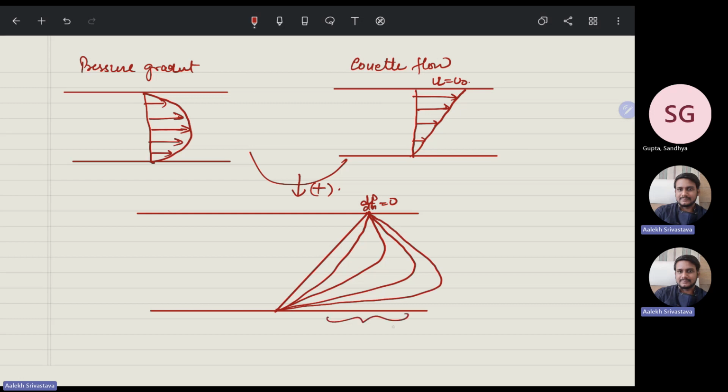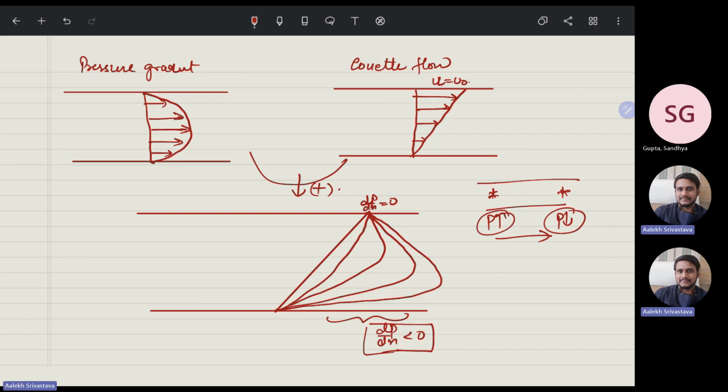In this part, dp by dx is less than 0, so the pressure gradient is driving the flow. What is the meaning of dp by dx less than 0? In the pipe, here it is a higher pressure and here it is a lower pressure. So this pressure gradient is driving the flow.